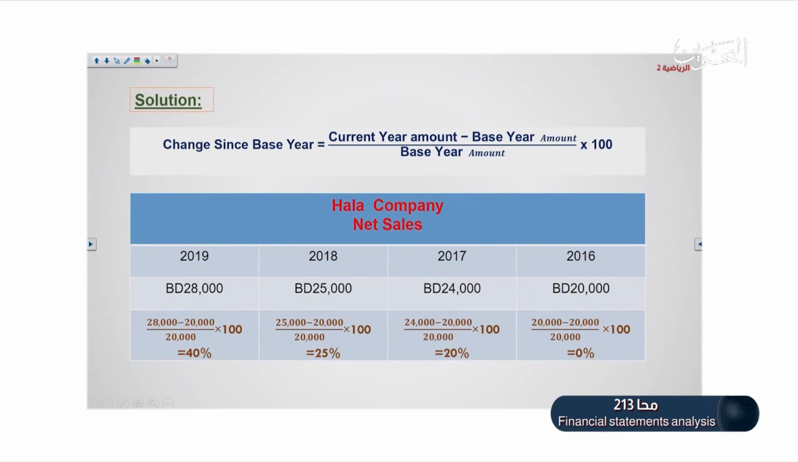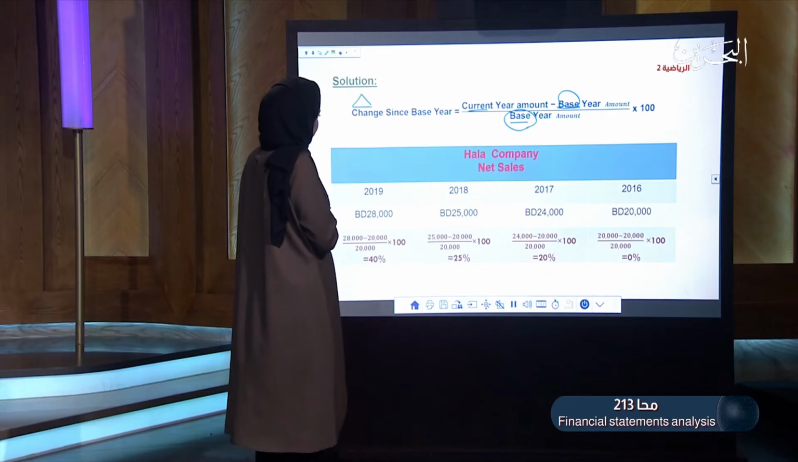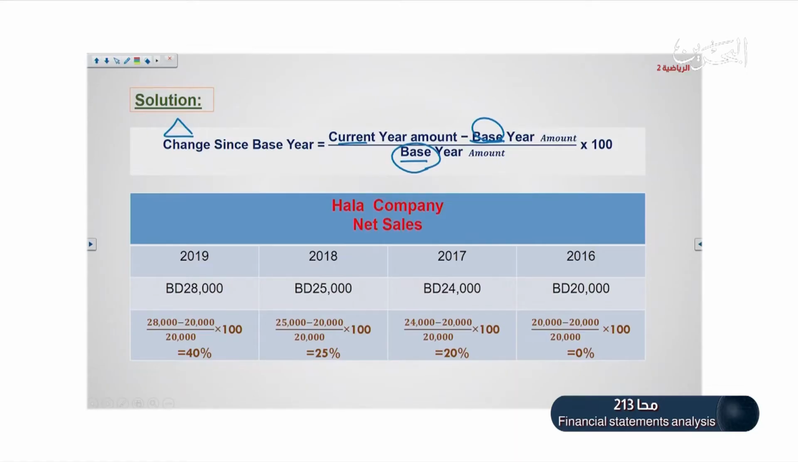Okay, let's see the solution. The formula says the change since base year: current year amount minus base year amount over base year amount. So we will use base and base, multiply by 100. Let's see the table. Okay, let's move to the base year. This is the base year.